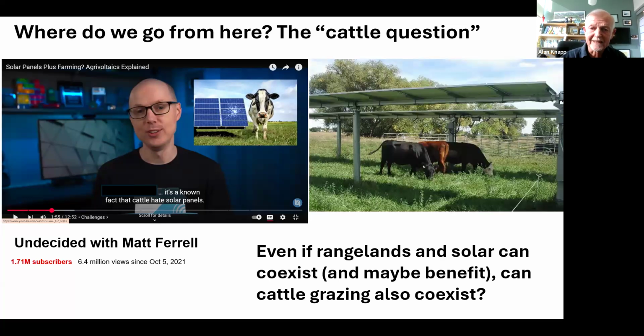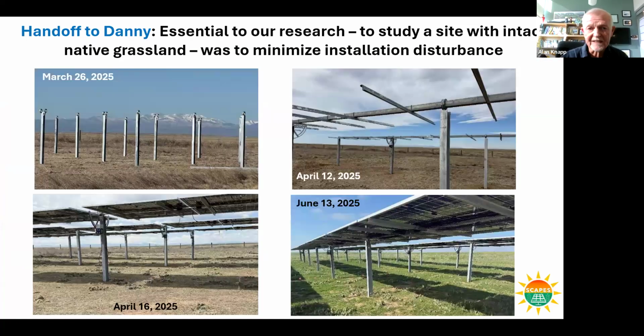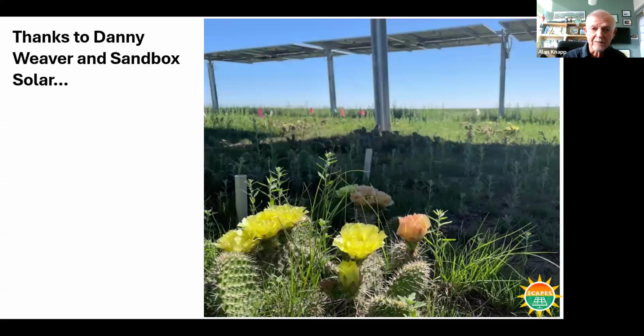So our eventual goal is to really see if we can demonstrate that grasslands, the cattle that graze them, and solar arrays can all coexist together. Okay, so I'm going to hand it off to Danny real quick. He's going to talk a bit about how he built this array for us. Because remember, our goal was to actually have native intact grassland to minimize disturbance overall so that we could study how this system responds. And I must say that Sandbox Solar did a great job of doing that. So Danny, I'll turn it over to you.